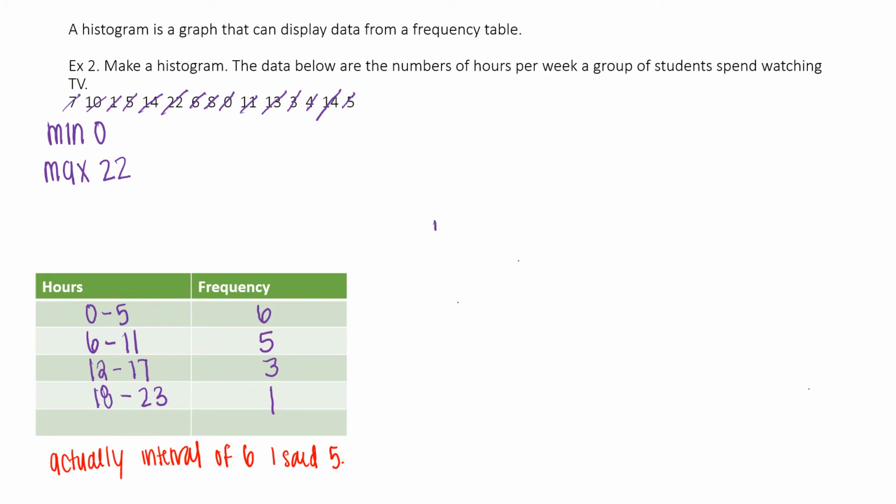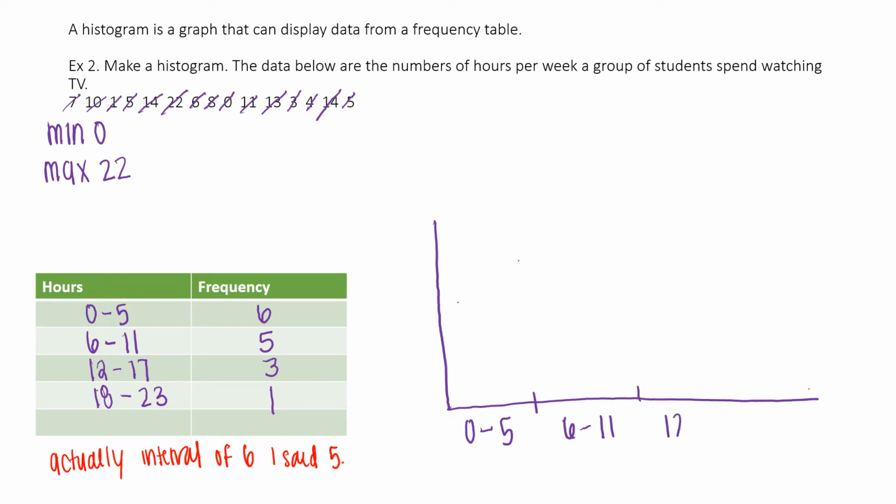Okay, so now that you've made your frequency chart, you're going to go ahead and make kind of like a bar chart. So you're going to write 0 to 5 here, then 6 to 11, 12 to 17, and then 18 to 23. And you're going to write your frequency over here.